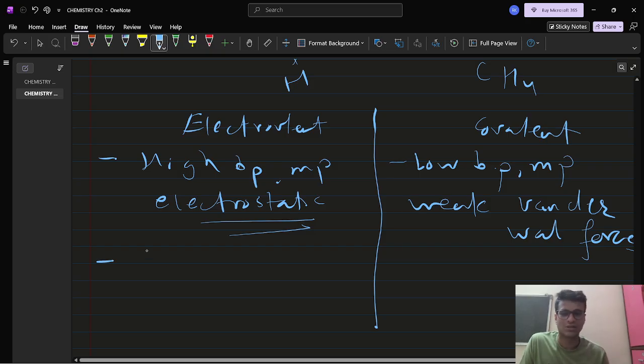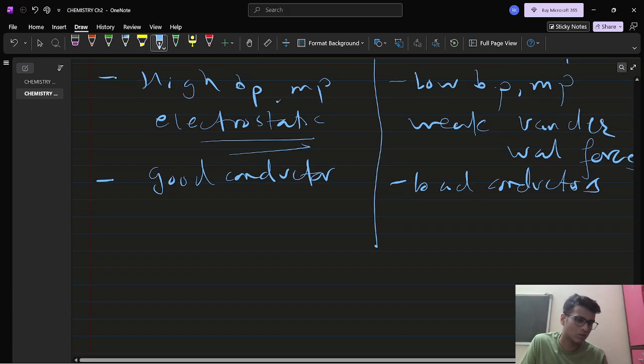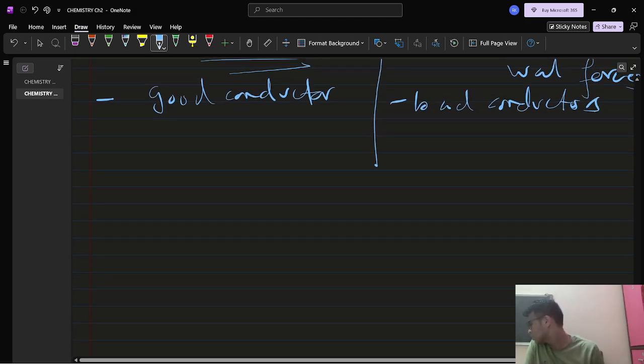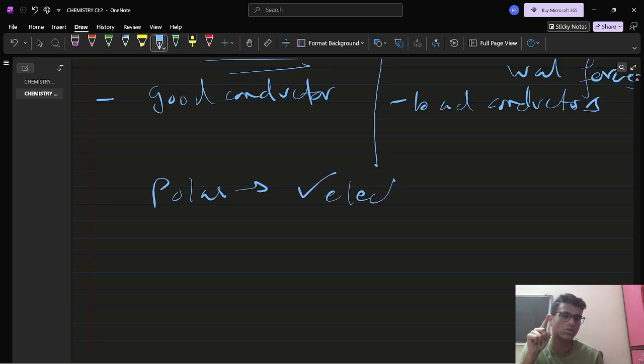Another point: electrovalent are good conductors of heat and electricity, covalent are bad conductors of heat and electricity. There is nothing difficult as such here. Check the differences from the textbook. It is really simple: high melting point, low melting point. They are strong crystalline, covalent are weak gases. Electrovalent can go electrolysis, covalent cannot be electrolyzed. But polar are electrolyzed.